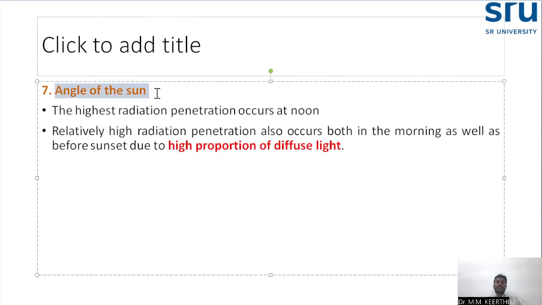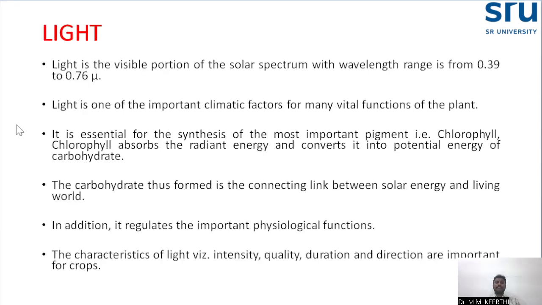Angle of sun. The highest radiation penetration occurs at afternoon time. Everyone knows the highest penetration occurs during the afternoon. Relatively high radiation penetration occurs both in the morning as well as before sunset due to the high proportion of diffused light.